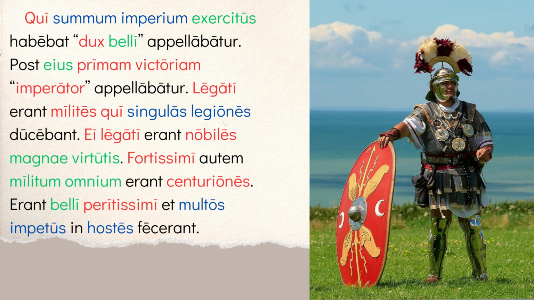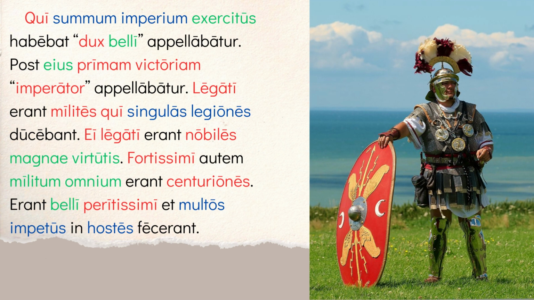Then you have post eius primam victoriam imperator appellabatur. So after his first victory, after the primam victoriam, the first victory of him, eius, so his first victory, he was called imperator. He was called commander. This is where you get the word emperor from in English. But he's the commander. So you have the leader, and then you get called imperator after you have a victory.